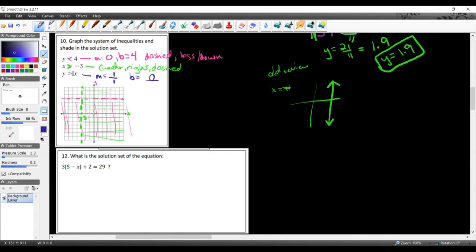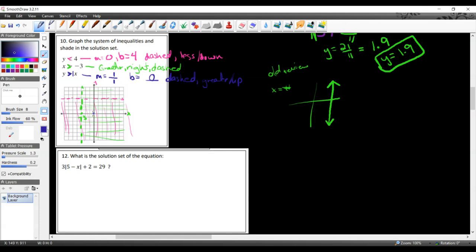So it's going to start at 0 right here in the center. And again, just like the ones before, this one does not have an equal sign, so it's going to be dashed as well. And it's greater than. So greater than means we go up. So greater means up. We're going to shade up.